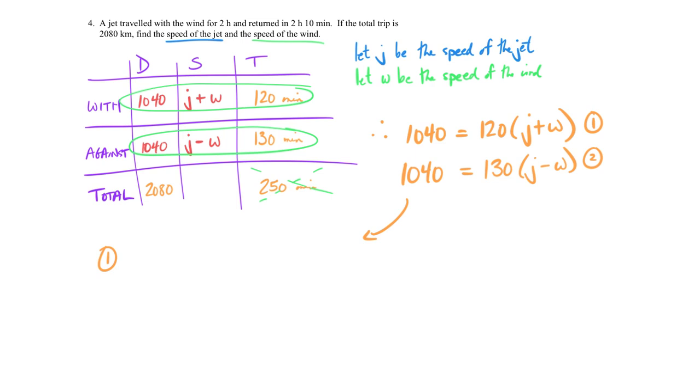If I take 1,040 and I divide it by 120, I'm going to check and see, do I get an integer? If I do, then I'm going to divide out that 120 in equation 1. If I don't, then I'm going to get a fraction, and I don't want to put fractions in my equation. So when I calculate that, I notice I do not get an integer, so I'm going to expand in my 120.